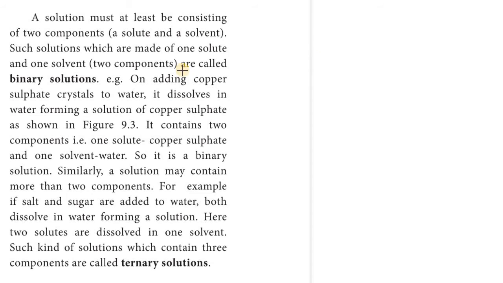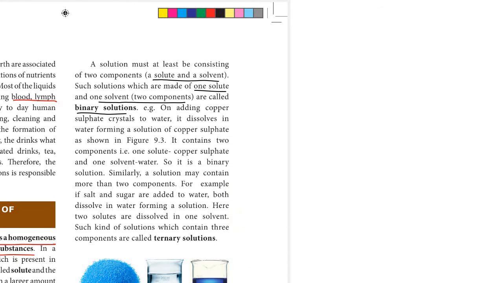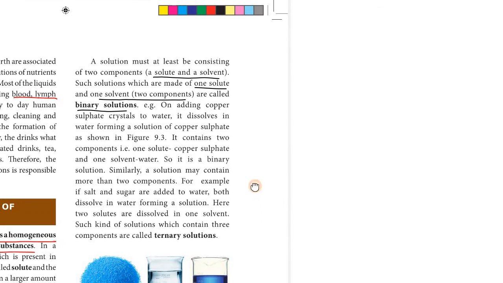Now you see, as I was saying, a solution must consist of at least two components, a solute and a solvent. Now, such solutions which are made up of only one solute and one solvent, so basically only two components, are known as binary solutions. Say for example, let me show you an example. Yes, over here.